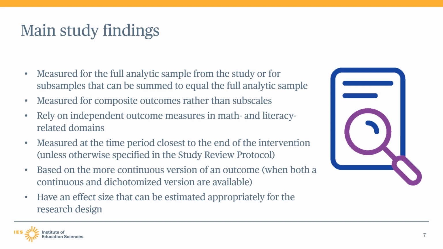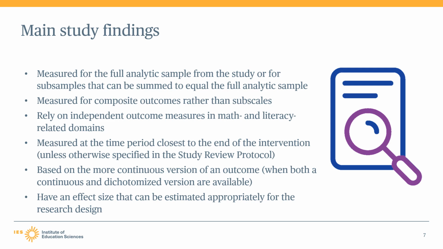Currently, domains where independent measures are of concern are related to math and literacy, but that could change in the future. Main findings also must be measured at the time period closest to the end of the intervention, unless they are in a domain for which the study review protocol specifies that they are to be measured at a later time period. Currently, exceptions to this rule apply to the employment, earnings, and educational attainment domains.